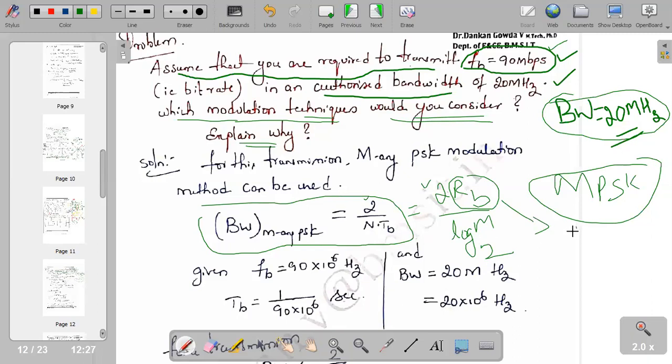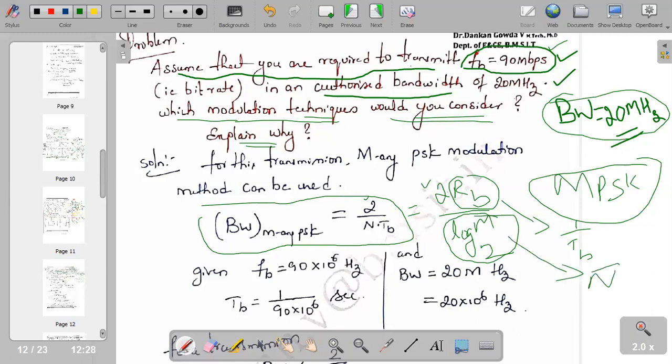This RB I can write as 1 divided by TB, that's why TB is in the denominator. And this log M base 2, what is it? The log M base 2 is nothing but the number of bits in each symbol, that is your n. So I can write it alternatively, both expressions are the same. That's the bandwidth of your M-ary PSK.